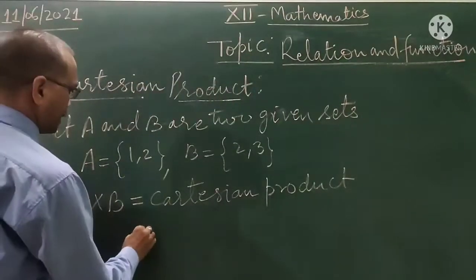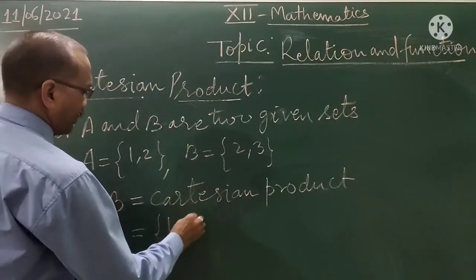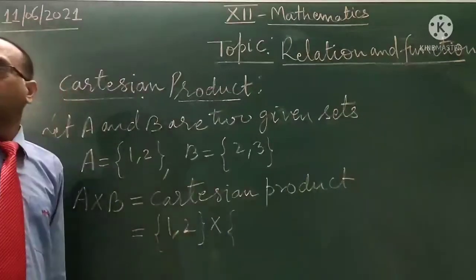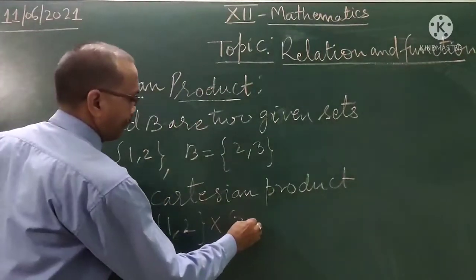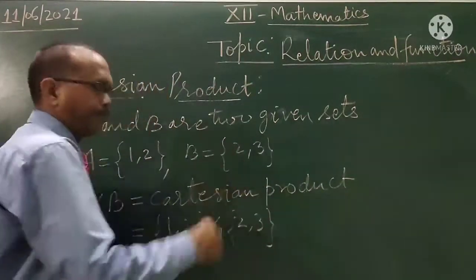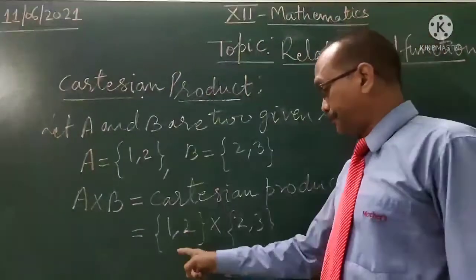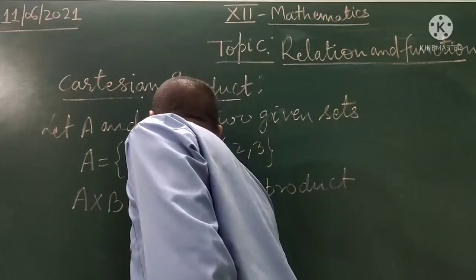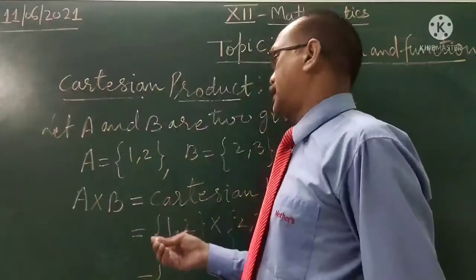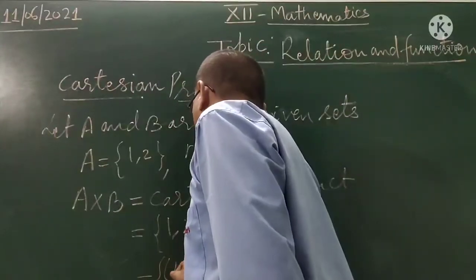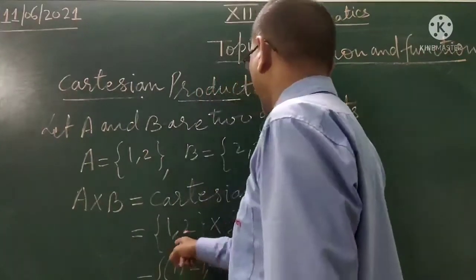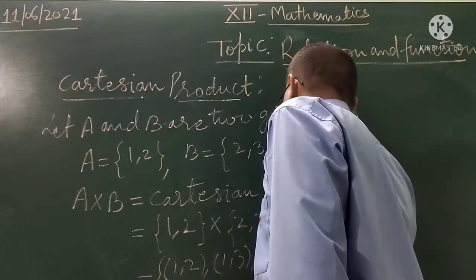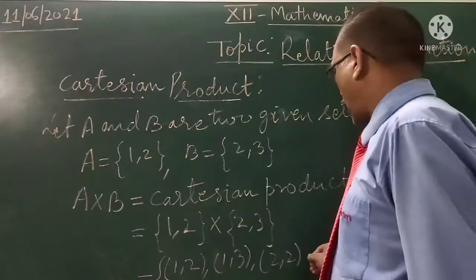To find this, we will write {1, 2} cross {2, 3}. Now, we will make the ordered pairs. So, it is the set of ordered pairs. The ordered pairs are (1, 2), (1, 3), then (2, 2) and (2, 3).